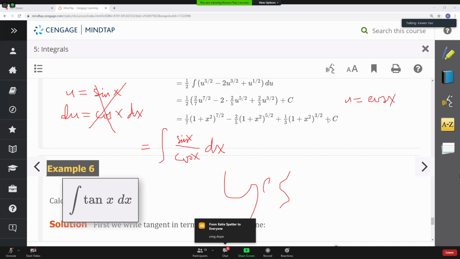This substitution works. Why? Because du here, the cosine derivative is negative sine, right? Negative sine x dx. Now you can see that sine x dx is right here, right? That's why this works. You can write this as 1 over cosine x is u, and sine x dx is negative du. See? It works perfectly now.